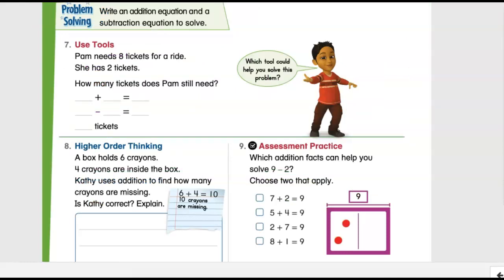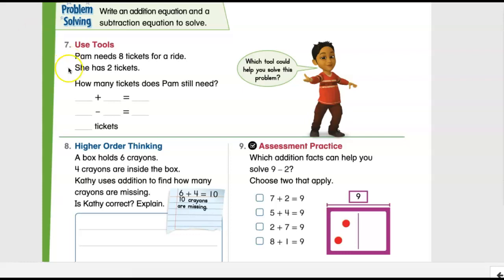If you're still working on number 6 or any of the questions that were on page 83, go ahead and pause the video because we are going to be talking about our last page, page 84, beginning with question number 7. If you're ready to start, we'll get started. On our problem-solving page, it says write an addition equation and a subtraction equation to solve. Number 7 says, Pam needs 8 tickets for a ride. She has 2 tickets. How many tickets does Pam still need?